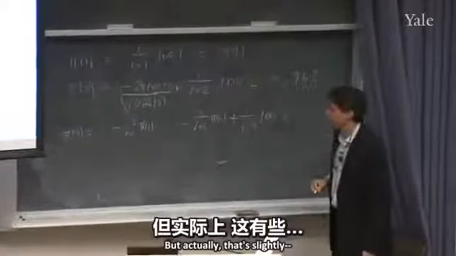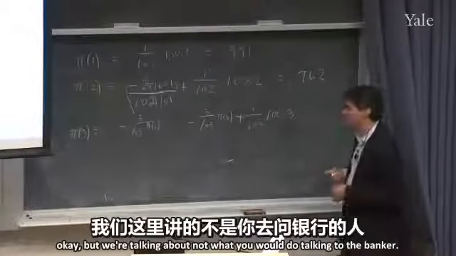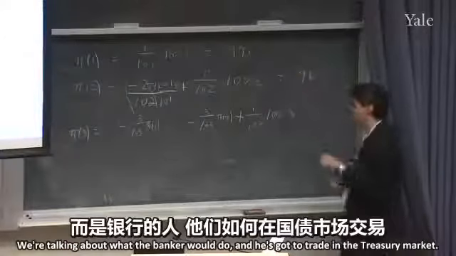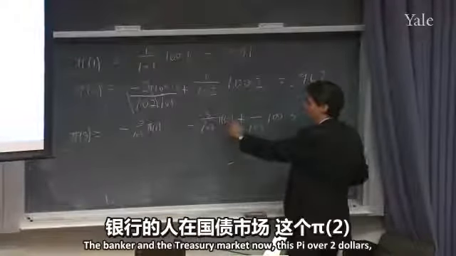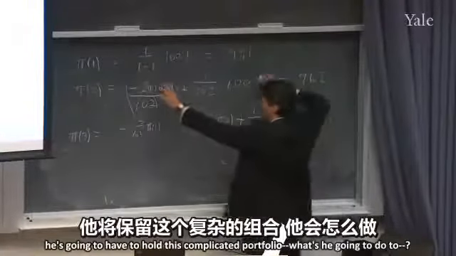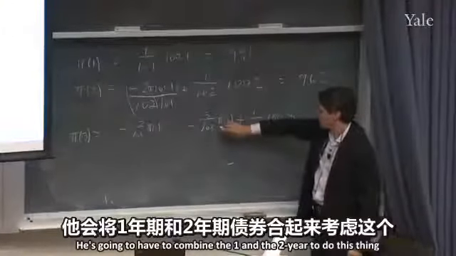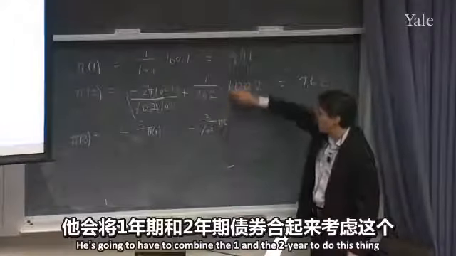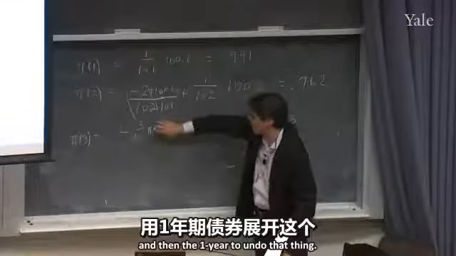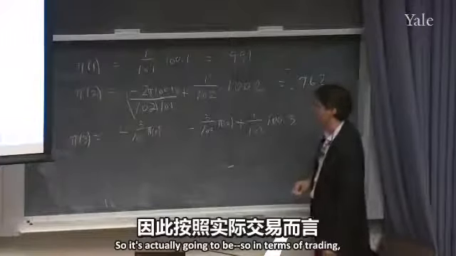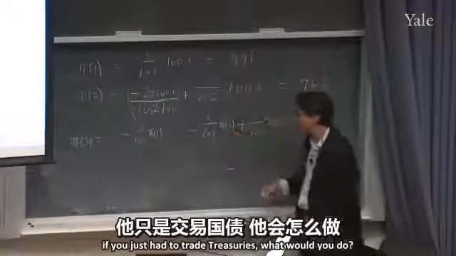But actually, that's slightly, okay, but what would you have to do? We're not talking about what you would do talking to the banker. We're talking about what the banker would do, and he's got to trade in the treasury market. So how's this guy going to do this? The banker in the treasury market now, this pi over $2, he's going to have to hold this complicated portfolio. What's he going to do? Okay, he's going to have to combine the 1 and the 2-year to do this thing, and then the 1-year to undo that thing. So in terms of trading, if you just had to trade treasuries, what would you do?